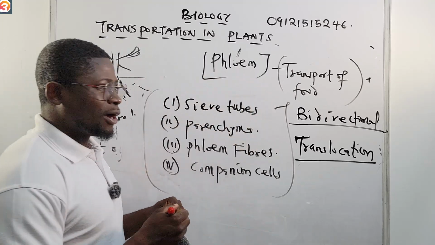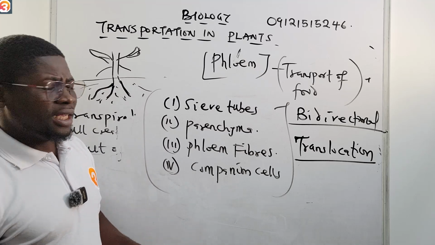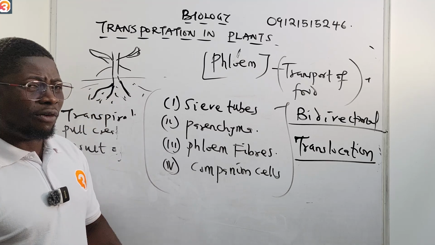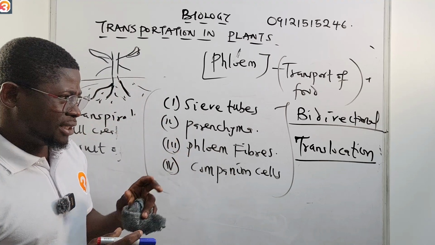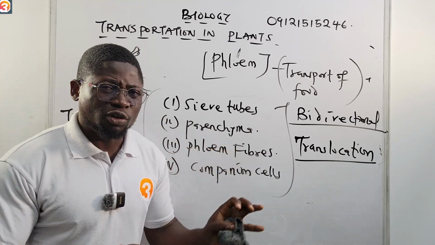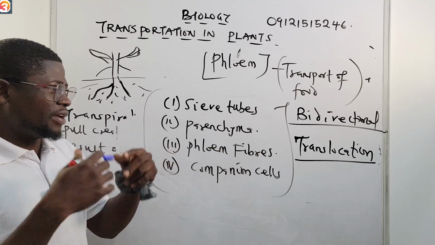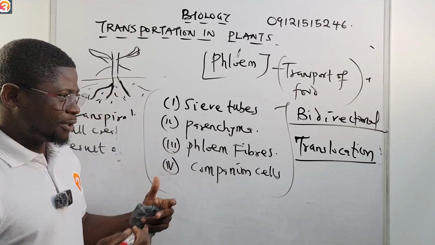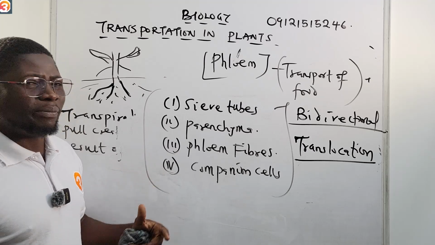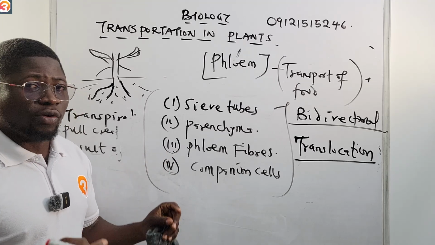We'll talk about guttation later. Guttation has to do with water, the removal of excess water. We'll talk about guttation in a moment. So that is translocation, the movement of food material to different parts of the plant. Transport of food material to different parts of the plant is called translocation. Take note of it.